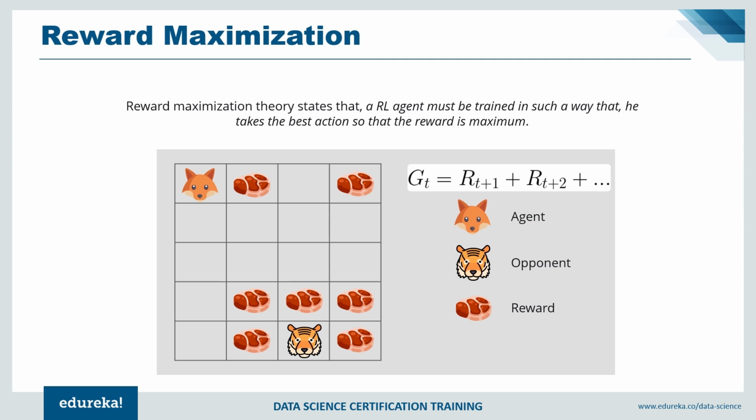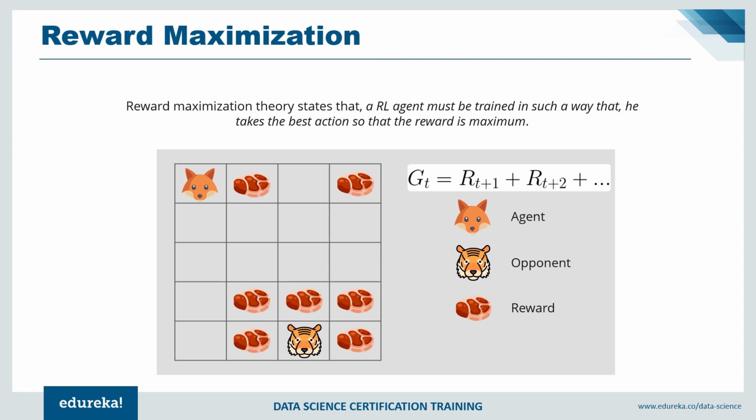Now, the equation is an ideal representation of rewards. Generally, things do not work out like this while summing up the cumulative rewards. Let me explain this with a small game. In the figure, you see a fox, some meat, and a tiger. Our reinforcement learning agent is the fox, and his end goal is to eat the maximum amount of meat before being eaten by the tiger.